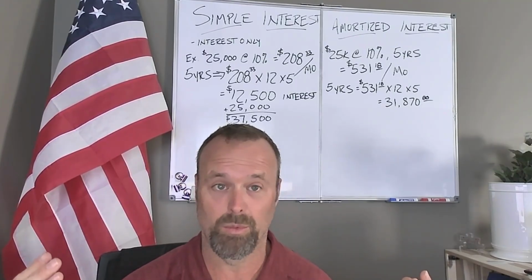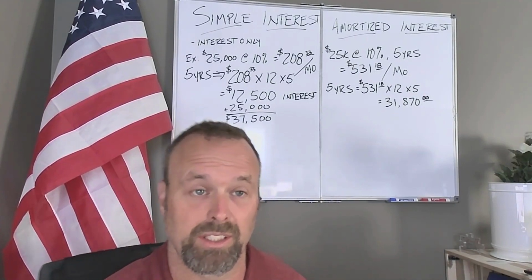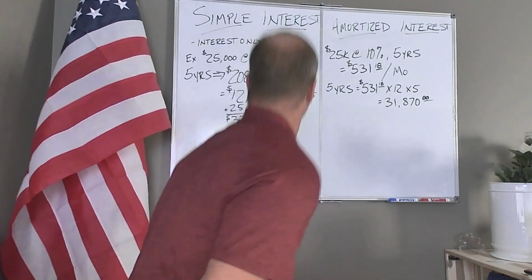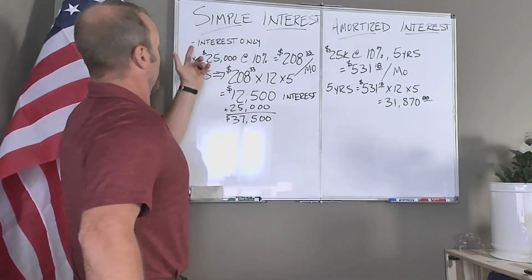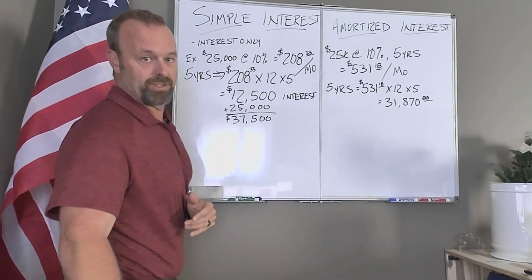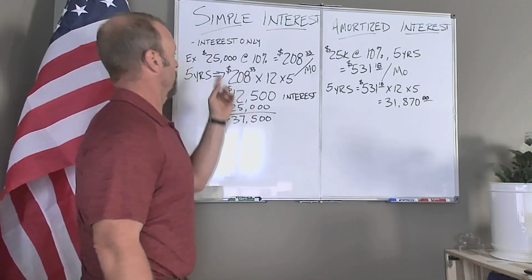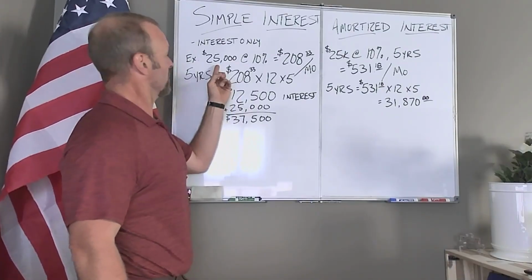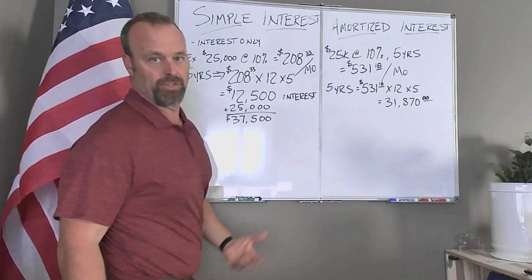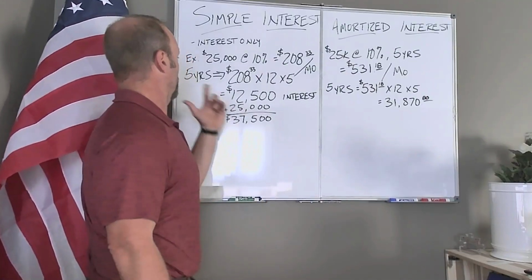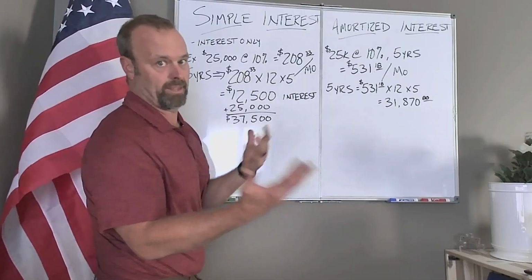Now, I didn't say whether we are earning this interest or paying this interest, but let's look at this real quick. On the simple interest side, this is basically an interest only loan. So $25,000 at 10% equals $208.33 every month, whether you're receiving them or paying them, it doesn't matter.